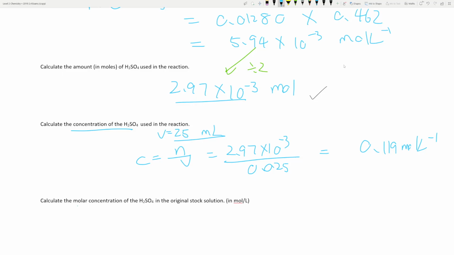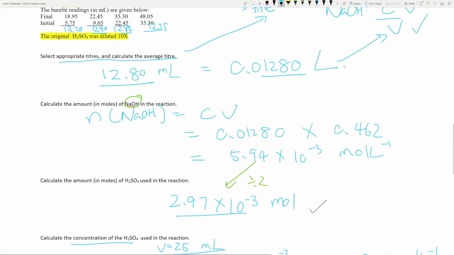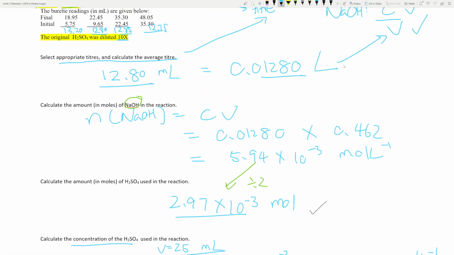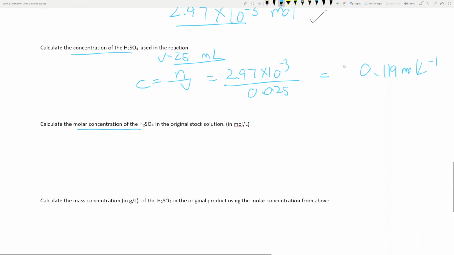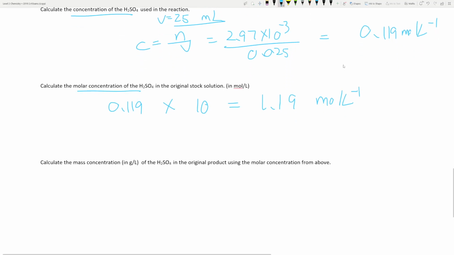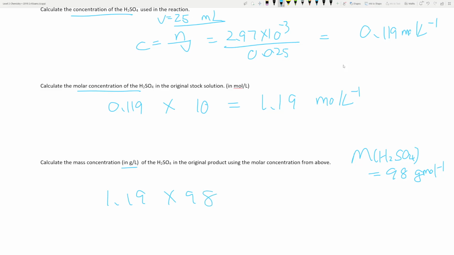And then from there, we calculate the molar concentration in the original solution, which is diluted 10 times, so that means the diluted stuff is 0.119. That means the original is 10 times stronger. That's going to give us 1.19 moles per liter. And to calculate the grams per liter, we need the molar mass. This will be provided to you. This is going to be 98 grams per mole. So you just use 1.19 times 98 to give you 116 grams per liter.